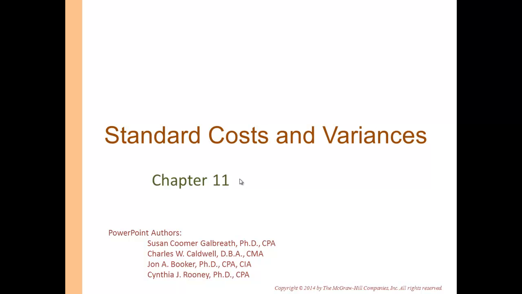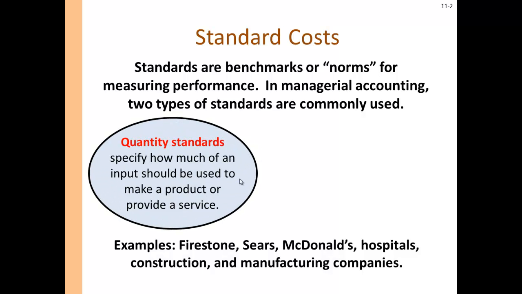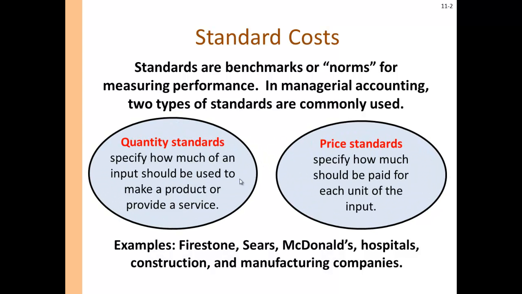This is Standard Costs and Variances, Chapter 11. Standard costs are benchmarks, or what we consider norms when we're measuring performance. In managerial accounting, there are two types of standards that are commonly used: quantity standards and price standards.